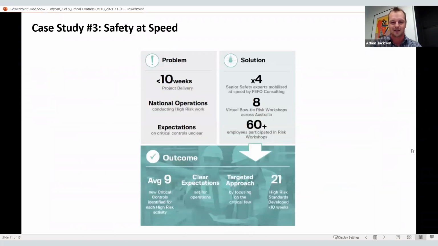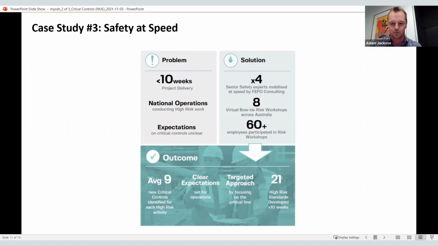So this is a case study, safety at speed. I was actually lucky enough to be part of this. This was FEFO being engaged by JLL, by my good friend Jeanette O'Brien. If anyone knows Jeanette, hopefully she's on the call. This was a great example of how you would facilitate risk workshops and inform the development of critical control management.